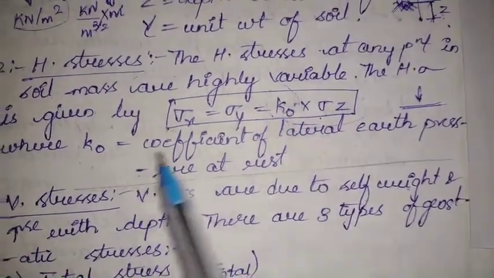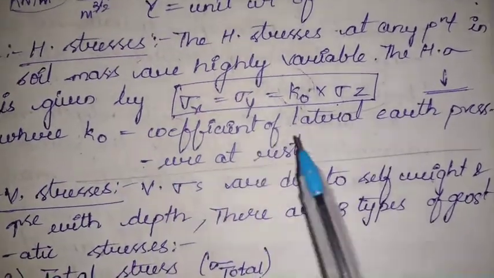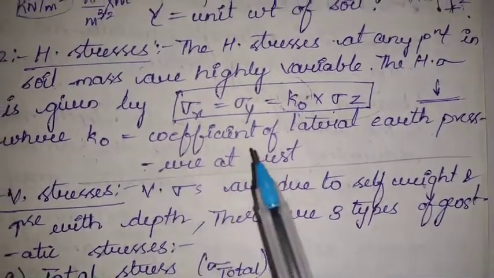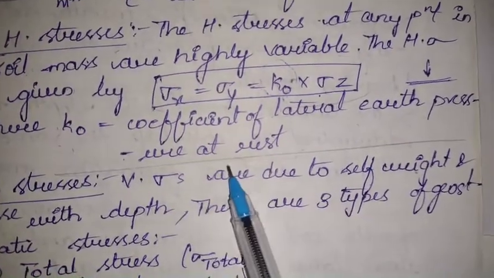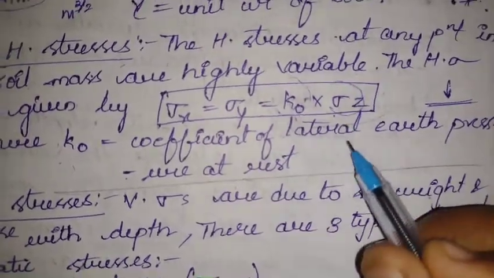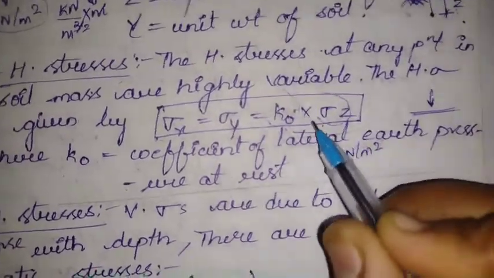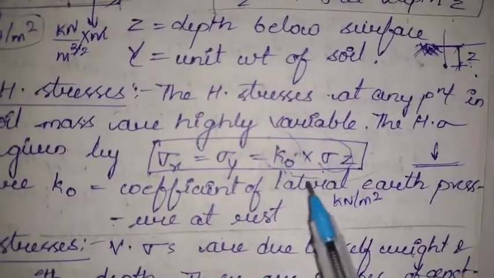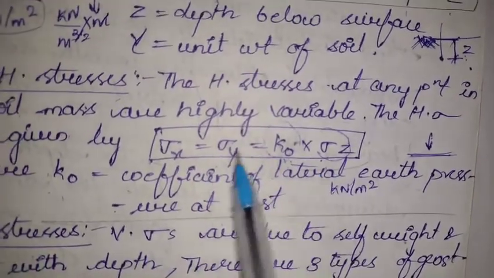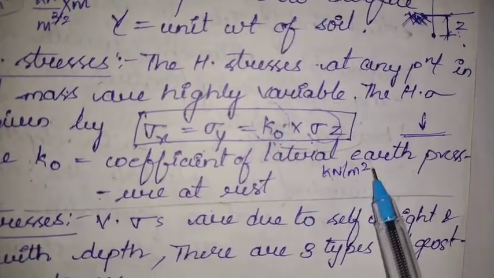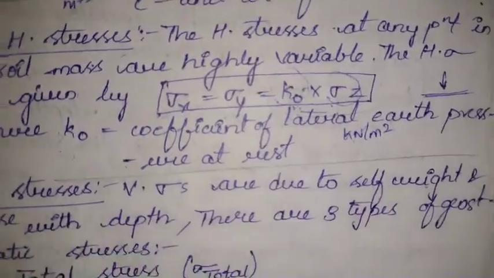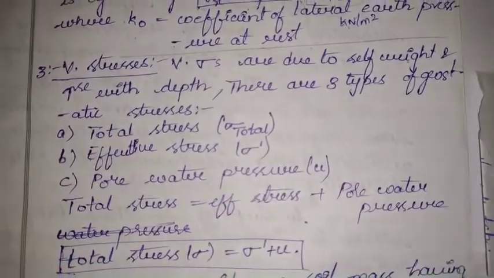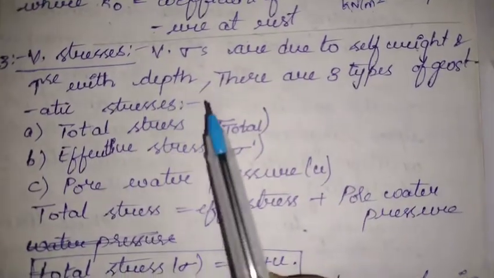That factor is represented as K0, where K0 is the coefficient of lateral earth pressure at rest. We know the units of sigma z as kilonewton per meter square. As K0 is a constant, it will not have any units. So sigma x is equal to K0, which has no units, into kilonewton per meter square. So it is simply kilonewton per meter square. We got the units over here again. So the vertical stresses are due to self weight and increase with depth.